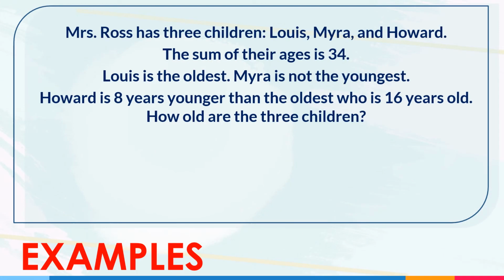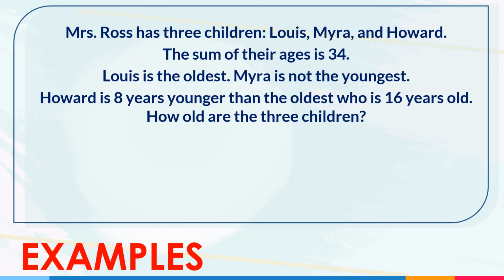Example number 5. Mrs. Ross has 3 children, Lois, Myra, and Howard. The sum of their ages is 34. Lois is the oldest. Myra is not the youngest. Howard is 8 years younger than the oldest, who is 16 years old. How old are the 3 children? You can pause this video, so take your time.